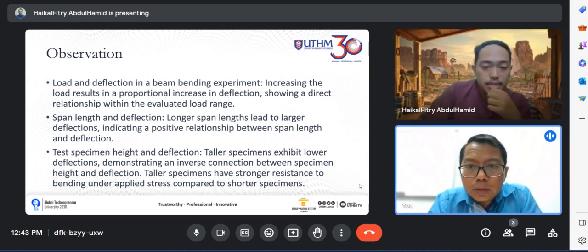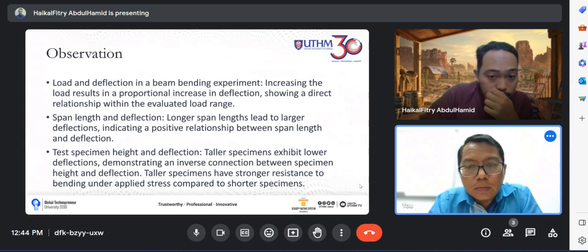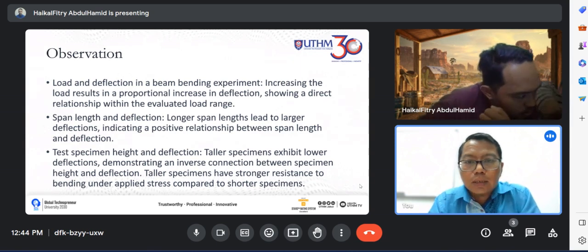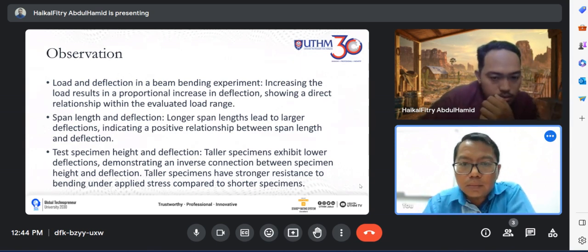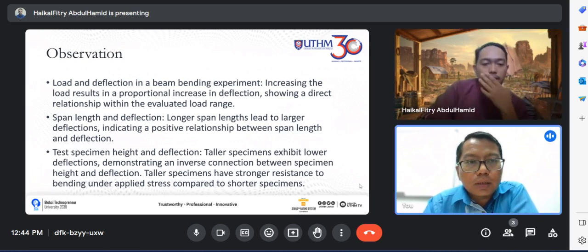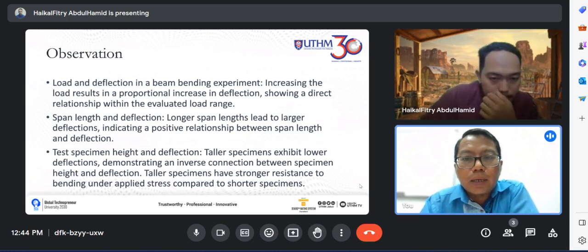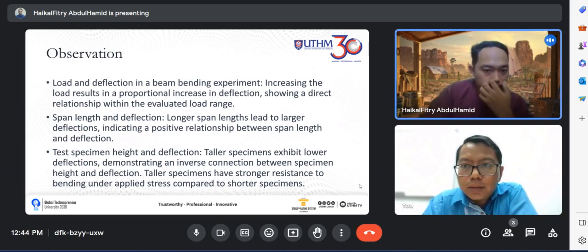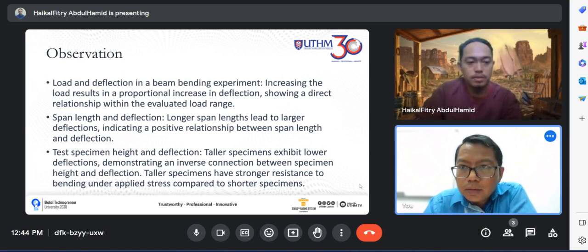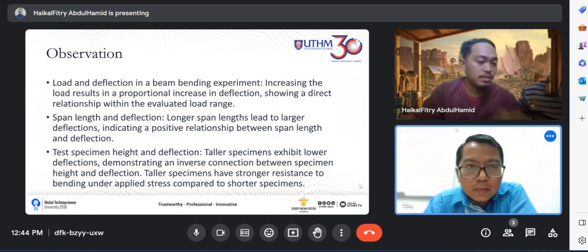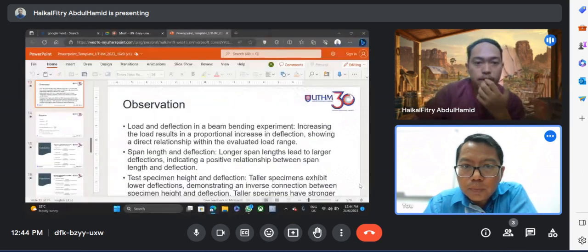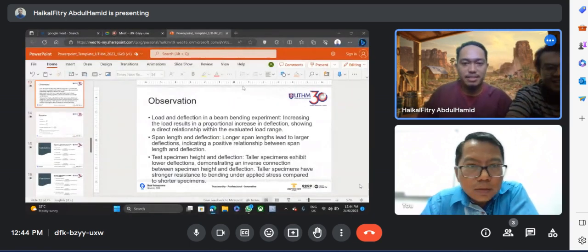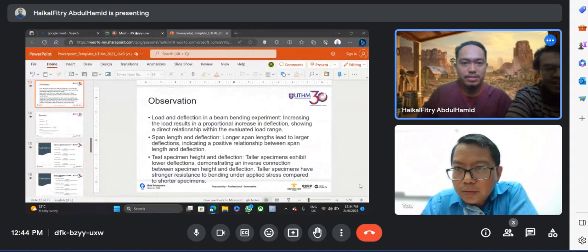Please change the taller specimen to be the longest specimen, or the longest span length. Oh, okay. So next. Next. Or next. Yeah. Wait, already finished. No.